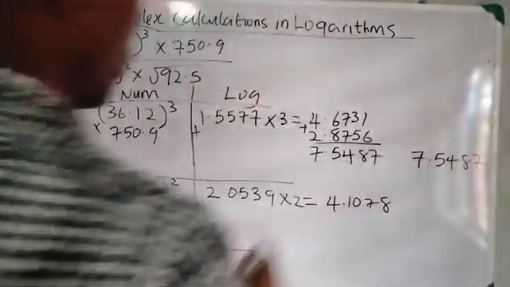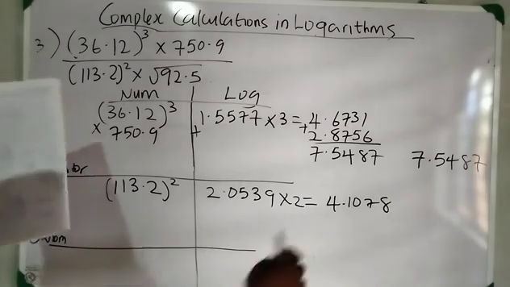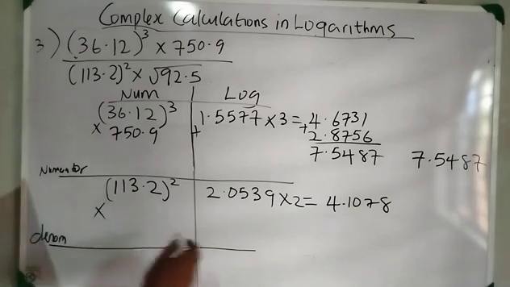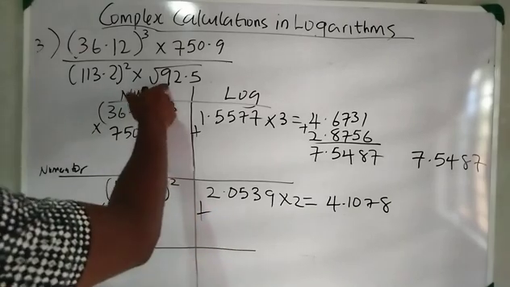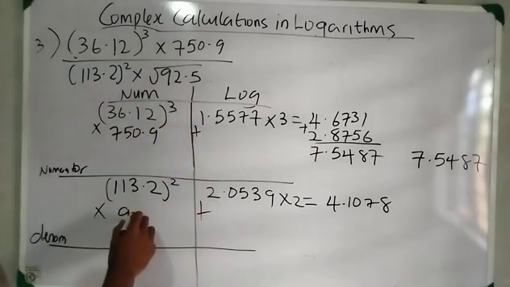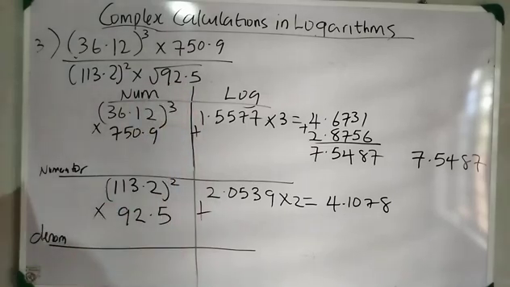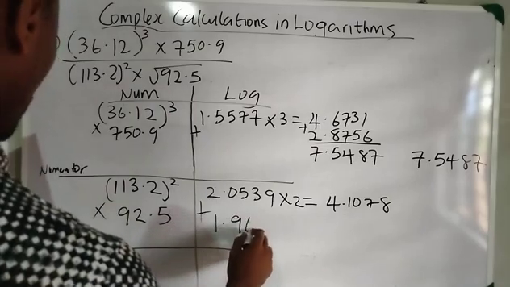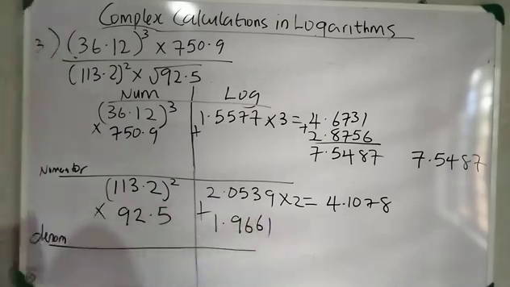Alright? This answer we got for the numerator, permit me to shift it here so that we know this is our final answer for the numerator. Now, let's continue with the denominator. We've solved this first part. Times, which means plus root 92.5. So we'll write 92.5 first and we'll find the logarithm. Always write the number first. The logarithm of 92.5 is 1.9661.